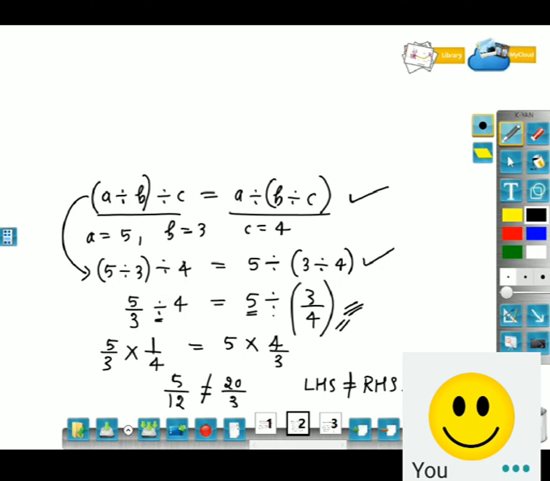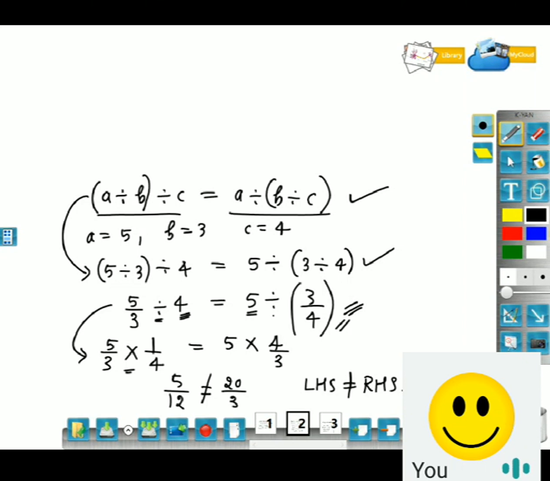Okay, so now since we have a division sign here, we need to convert it into multiplication. How to convert that into multiplication? First, write the first number as it is. 5 by 3 is there, that will be written as it is, 5 by 3. The division sign we convert into multiplication, and for 4, you have to take the reciprocal of 4. The reciprocal of 4 will be 1 by 4.